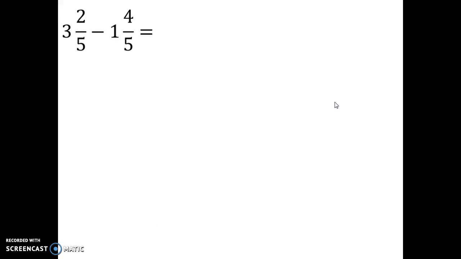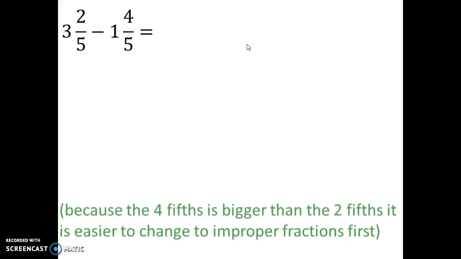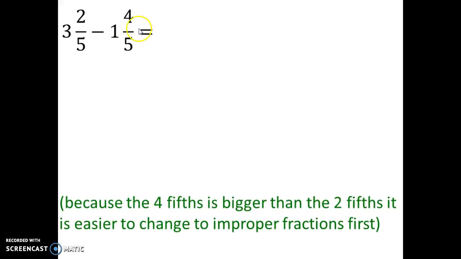For this question here, if I did that, it's going to get tricky, because I'm going to have my 2/5 take away 4/5, and I start dealing with negative fractions. So what we usually do is, because this part that I'm taking away, and often this happens with take away, if the second fraction part is bigger, it's just easier to change them to improper fractions first and then convert them back at the end.